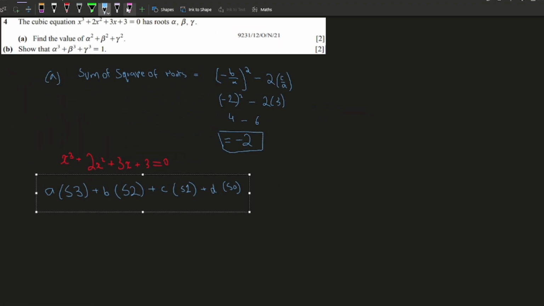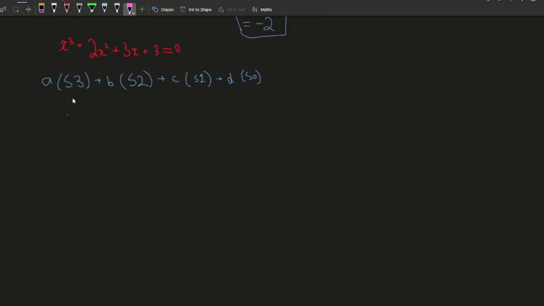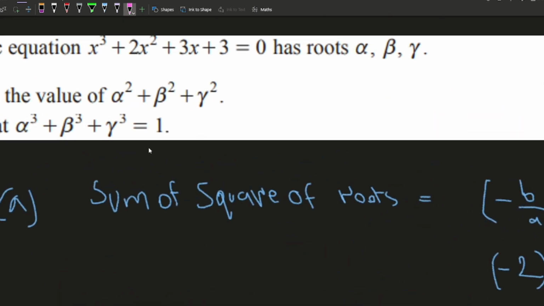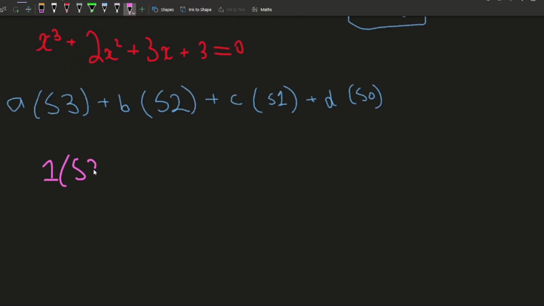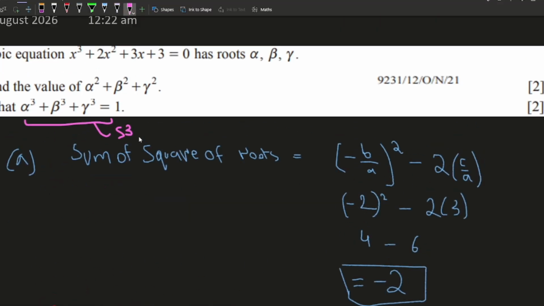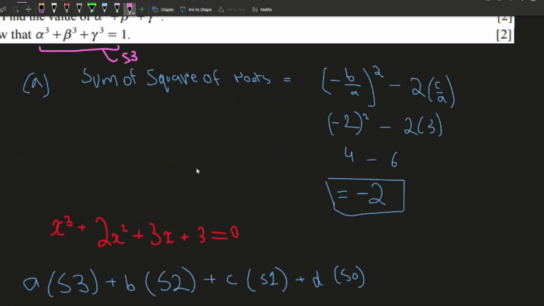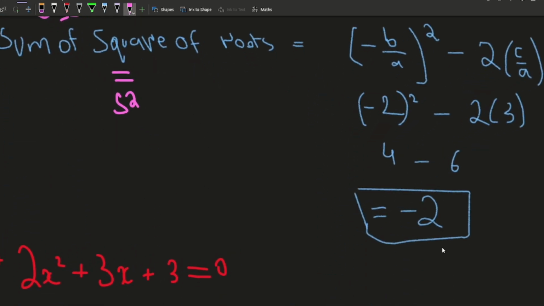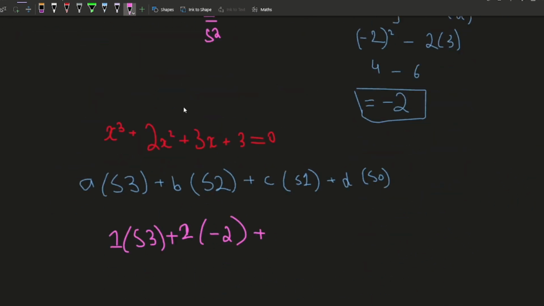What's the value of a? The value of a is 1. And we have to find the value for S3. This is basically equal to S3, and this is basically S2. So we have to find the value for S3 plus, the value of b is 2, and we have already found the value for S2. Sum of squares of roots is S2, so the value of S2 is minus 2. So S2 is minus 2 plus c, and c is 3.